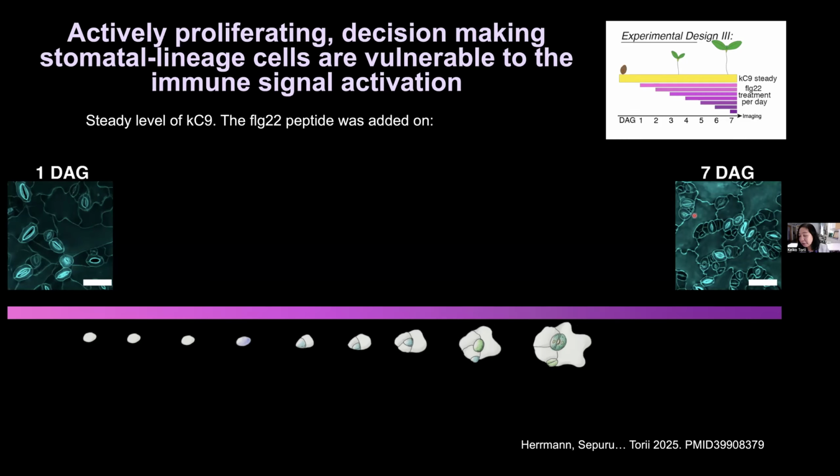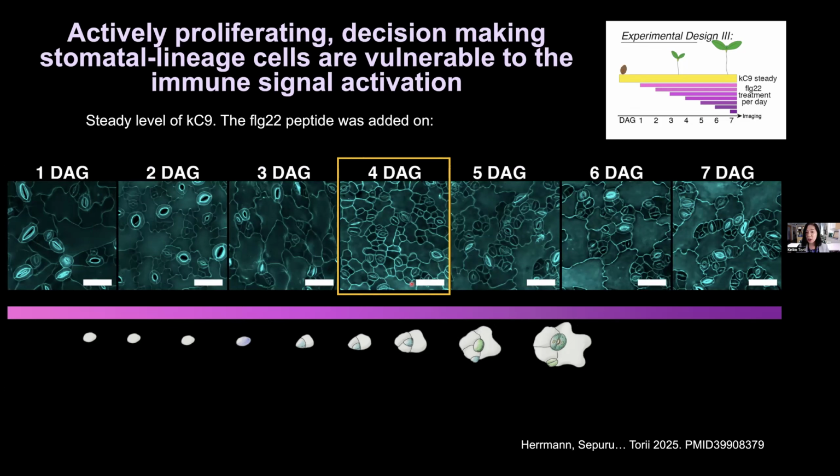And if you just add FLAG peptide at the last day, of course, it's just a KC9 effect. You see many stomata in clusters. What about in between 2 to 6 days? And the result is quite striking because we saw something new at day 4. When we add FLAG22 peptide at day 4 and let them grow together, then we saw these kind of arrested small meristemoid-like cells gathered together. What's happening? And the first question is, are they meristemoids or something else?